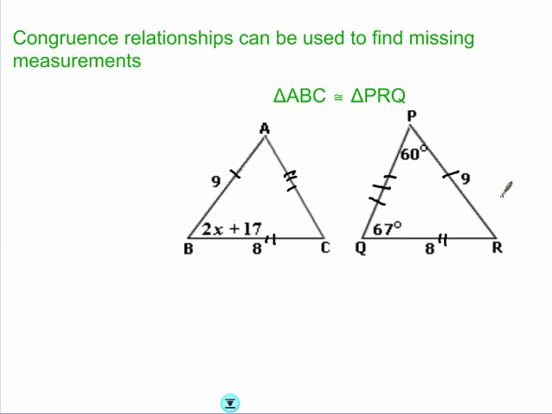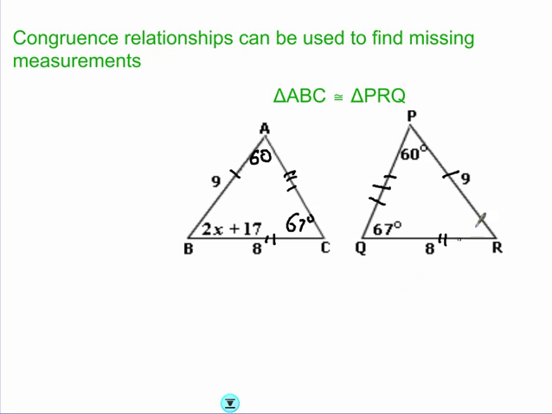I know that angle RPQ is going to be congruent to angle BAC. They're both between corresponding sides, so if this guy is 60, then this guy is also 60. And I know that angle PQR is congruent to angle ACB, which is right here, making this one 67 degrees.